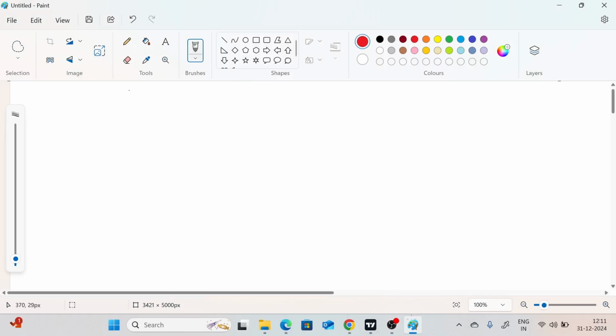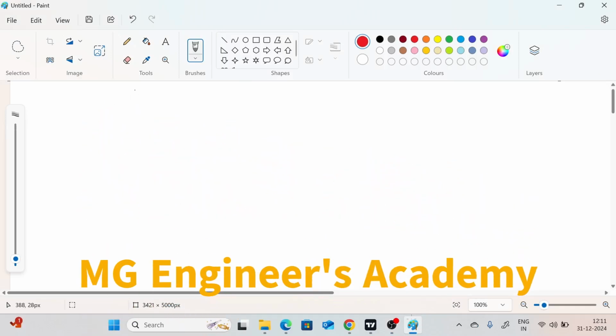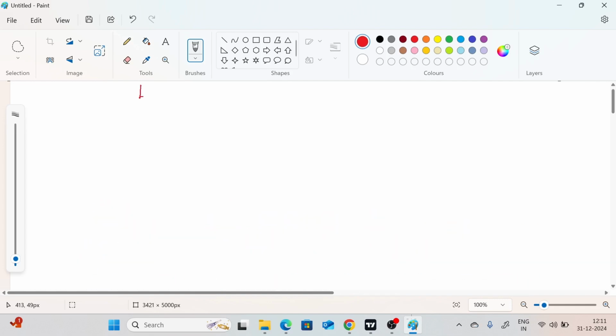Laplace transformation. Today is the first session of Laplace transformation. So today we are going to cover some basics related to Laplace.